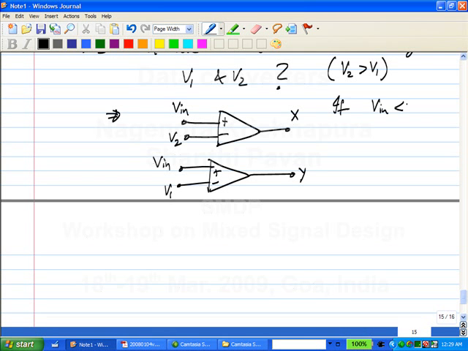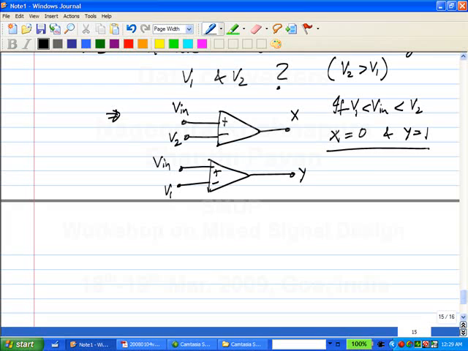If Vn lies between V2 and V1, what can you expect? How can you know for sure that Vn lies between V1 and V2? You can be absolutely sure that Vn lies between V1 and V2 only if X is 0 and Y is 1. Only under this condition will the input lie between V1 and V2.